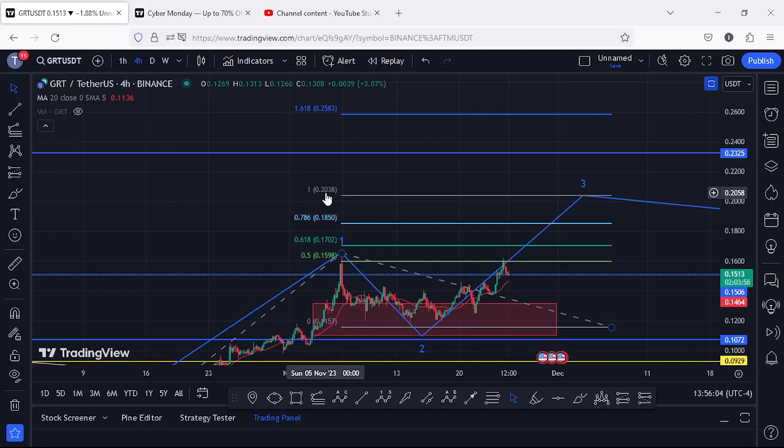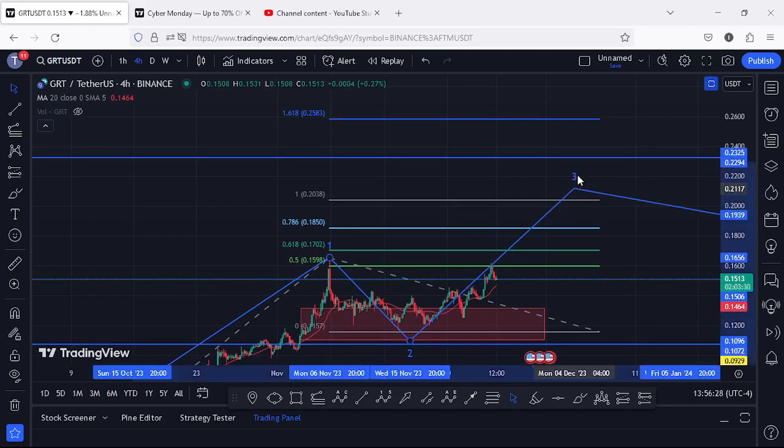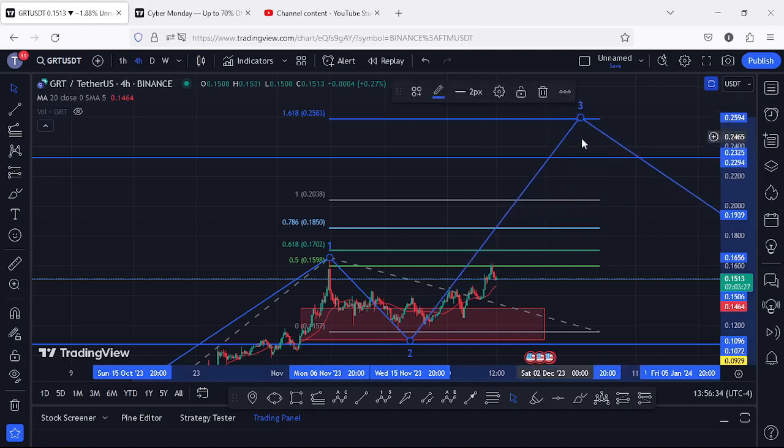So that is the first area we need to watch out for the moment GRT continues to give us higher prices. And the moment we break above the $0.2 mark, the next key target area lies at the fib level 1.618, and that is at around the $0.2583 mark, which is the minimum next target area that we can have in the formation of this wave 3.